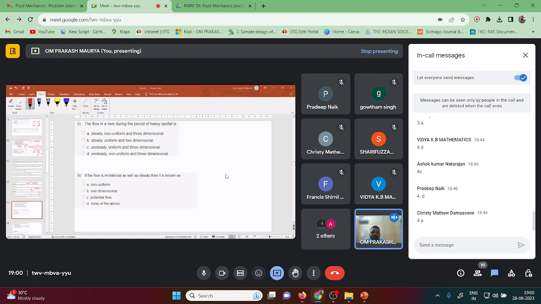The question number 5 is about the flow in a river during the period of heavy rainfall. Assume in your area one river is there and heavy rainfall is occurring. What is happening to the flow? If you know the definitions of steady, uniform, non-uniform, one-dimensional, two-dimensional, three-dimensional, then you can easily give the answer. Otherwise, it is very difficult. So please write your comment in the chat box.